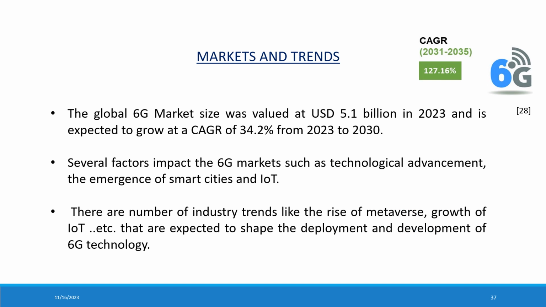The market and trends. The global 6G market size was valued at $5.1 billion in 2023, and it is expected to grow at a compound annual growth rate of 34.2%. And several factors impact the 6G market, such as technological advancement, the emergence of smart cities and IoT, and the rise of metaverse, which shape the development and deployment of the 6G technology.